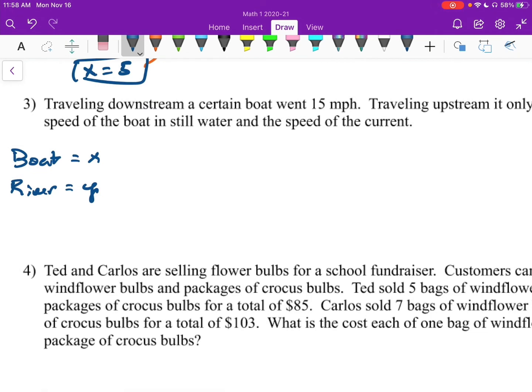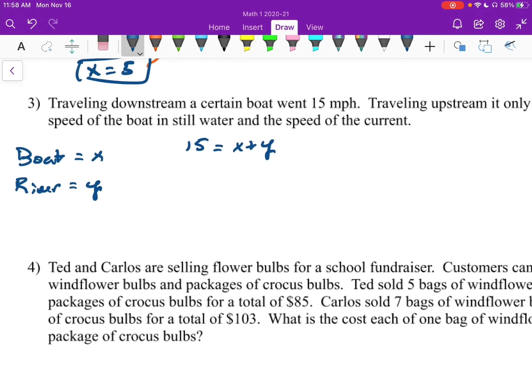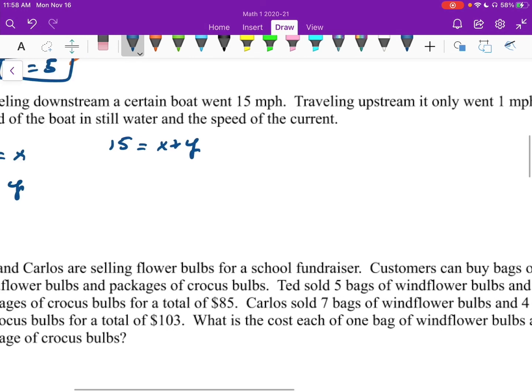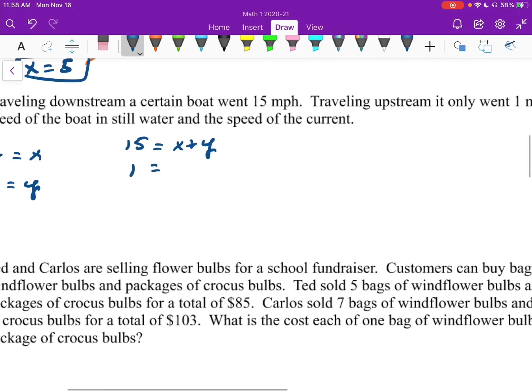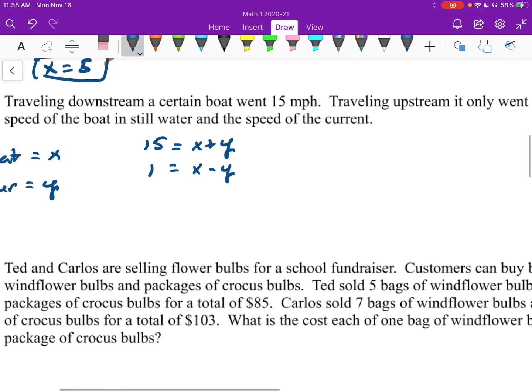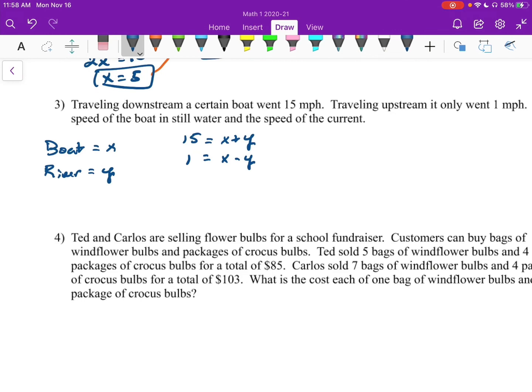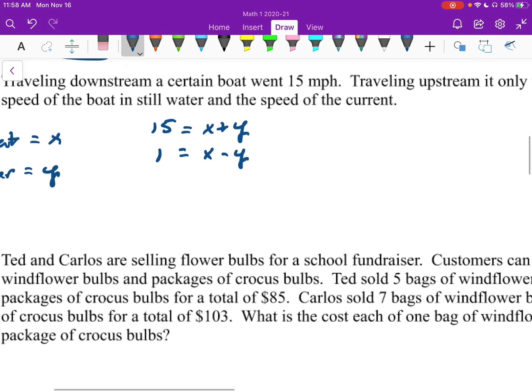So this 15 miles an hour, that's whenever the boat is going with the current. So x plus y, right? You have the boat's speed and then the current's speed, and them added together gives you 15. Now this 1 mile per hour is the boat x minus the stream, right? Because it's working against it. Here's our linear equation, or our system of equations, and we're able to solve.